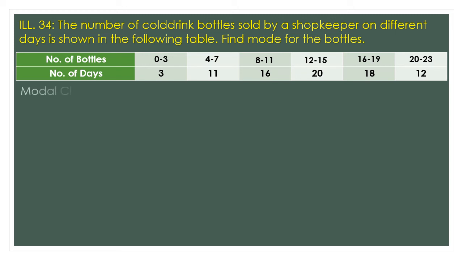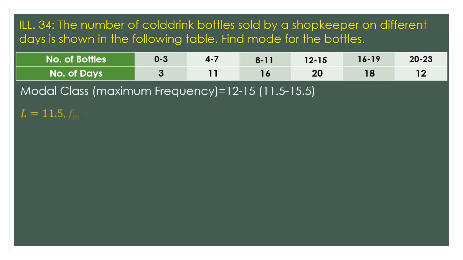The highest frequency is 20, so the class is 12 to 15. So we will just convert that class into an exclusive class, making it 11.5 to 15.5. Because we don't need all the classes, we don't need to convert all of them into exclusive ones. We just need to convert the class which we need. So the lower limit will be 11.5, frequency 20, before 16, after 18, and the class length is 4.